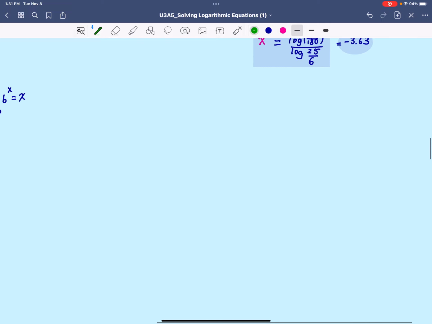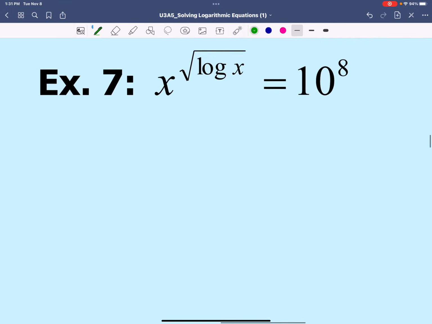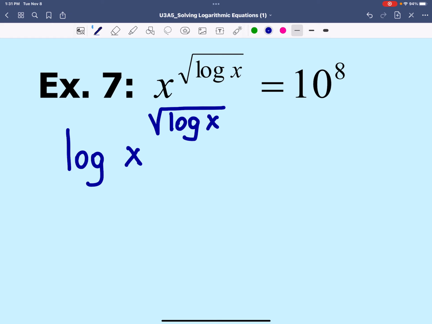Here we go. So we're going to take a look at one more example, and this will be the last for this lesson. We have x to the power of root log x equals 10 to the power of 8. So in this case, what we're going to do again is take the log of both sides. So we're going to take the log of x to the power of square root log x equals log of 10 to the power of 8.